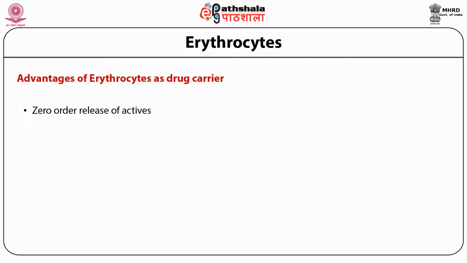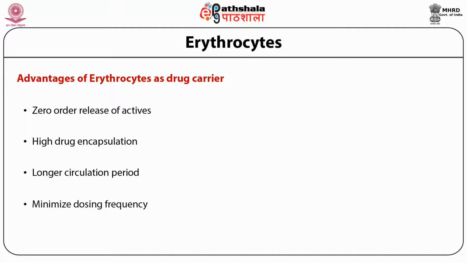Further, the RBCs offer higher drug encapsulation. The drug entrapment is on the higher side because of small size encapsulating a higher volume of the drugs. They offer a longer circulation period. As the RBCs travel lots of miles in the blood circulation system, that's why they offer a longer circulation period. Further, these offer an advantage in respect of patient compliance. They reduce the dosing frequency of the drugs being administered.